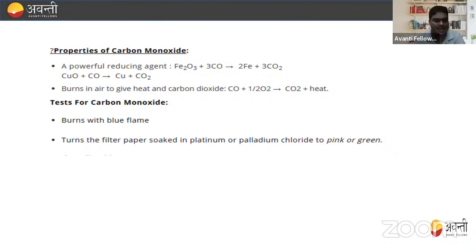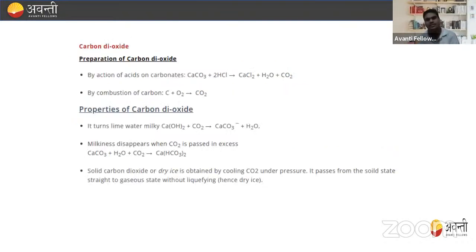Now, the test for carbon monoxide. How will you test whether a gas is carbon monoxide or not? Basically, it burns with a blue flame. If the gas contains carbon monoxide, it burns with a blue flame. It also turns filter paper soaked in platinum or palladium chloride pink or green. So these are the tests for carbon monoxide, right?